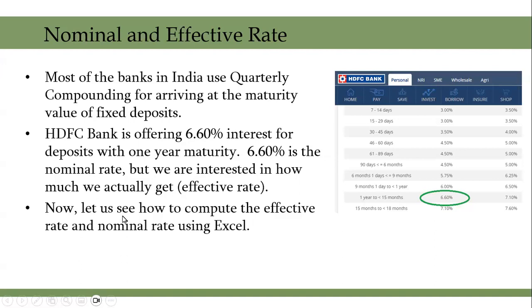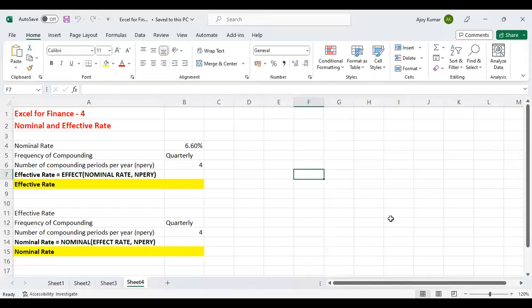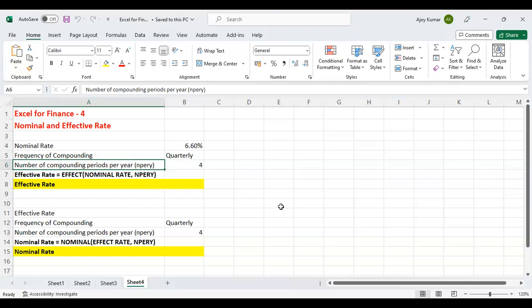Now, we don't have to use any formula. We can straight away go to Excel and see how the effective rate can be calculated using Excel. Let us do that. Okay, so I have an Excel sheet here where I have used the same nominal rate, 6.6% per annum offered by HDFC Bank on a deposit of 1 year maturity. Frequency of compounding is quarterly, or number of compounding periods per year is 4, since quarterly compounding is done, you are going to compound it 4 times a year. So 6.6 will be divided into 4 compoundings, 6.6 divided by 4.